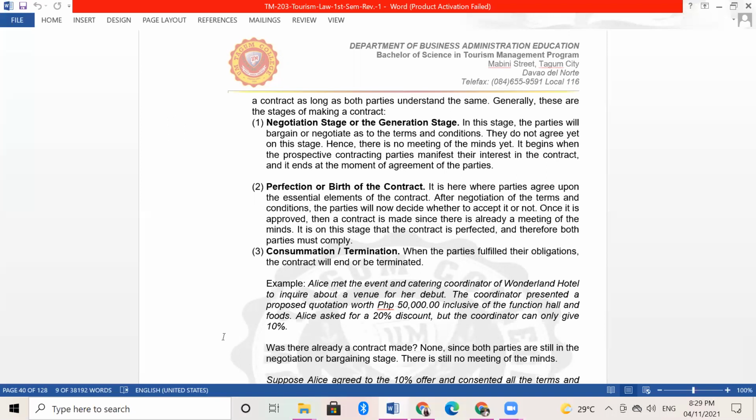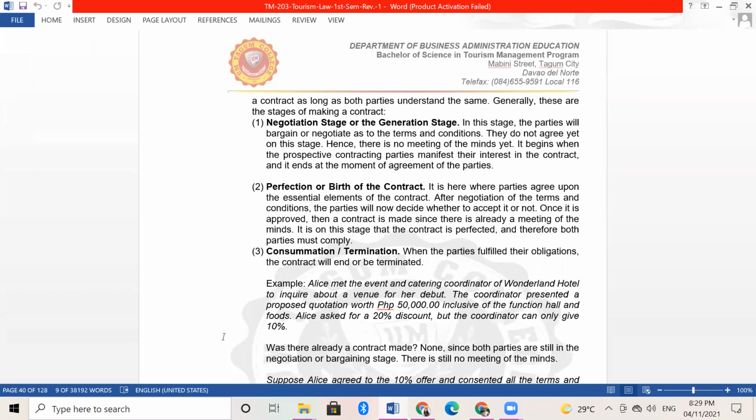In this stage, the parties will bargain or negotiate as to the terms and conditions. They do not agree yet on this stage. Hence, there is no meeting of minds yet. It begins when the prospective contracting parties manifest their interest in the contract, and it ends at the moment of agreement of the parties.